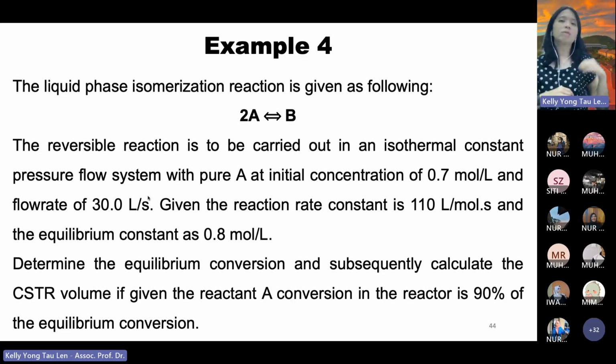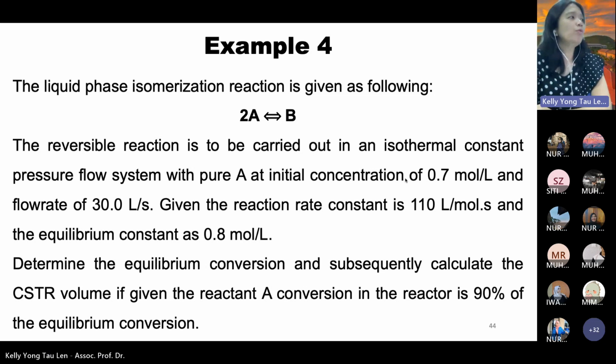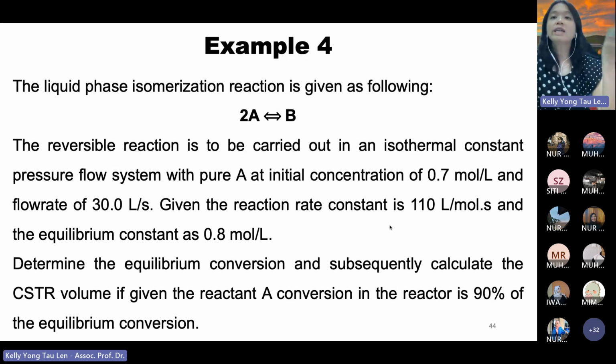So this is a good thing. No pressure change, no temperature change, with pure A. So YA naught is 1. And with an initial concentration of 0.7, so your CA naught is 0.7. And a flow rate of 30 liters per second, so epsilon naught is 30 liters per second. CA naught 0.7, epsilon naught 30 liters per second. Given the reaction rate constant K is 10, equilibrium constant KC is 0.8.